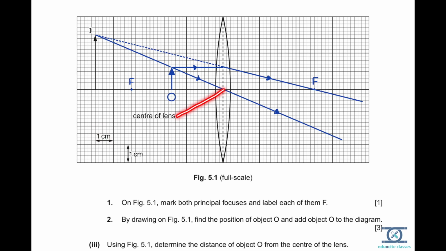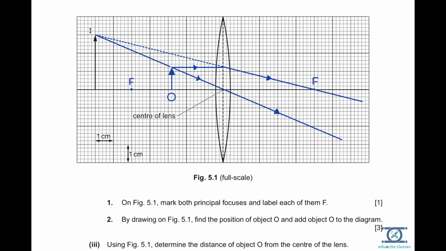So, this is the center of the lens. So, this will be 1, 2, 3, 4 and 5. So, at 5 we have drawn the principal focus F on either side of the lens. By drawing this, find the position of object O and add object O to the diagram.